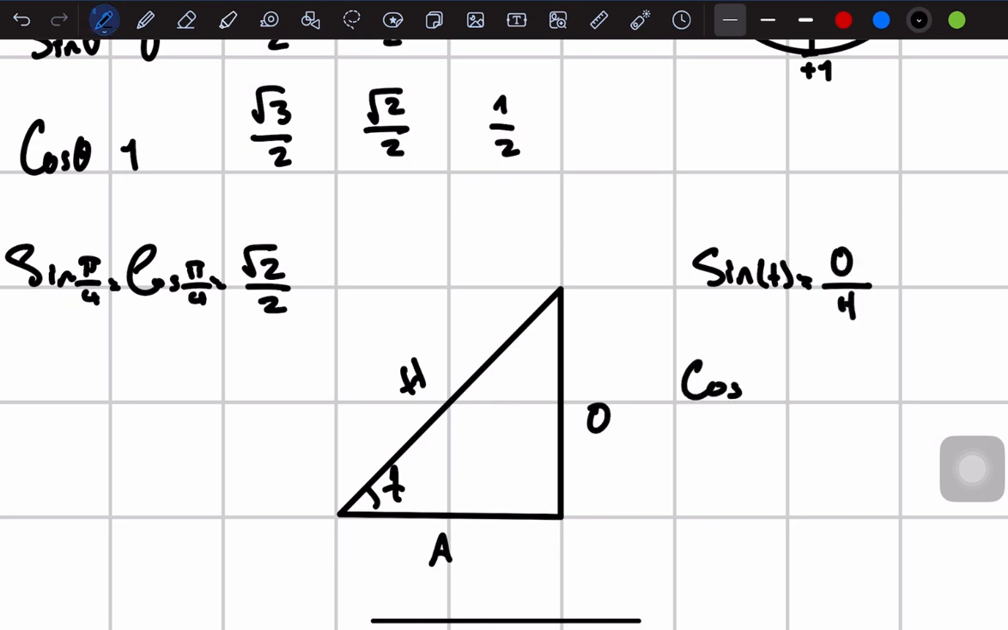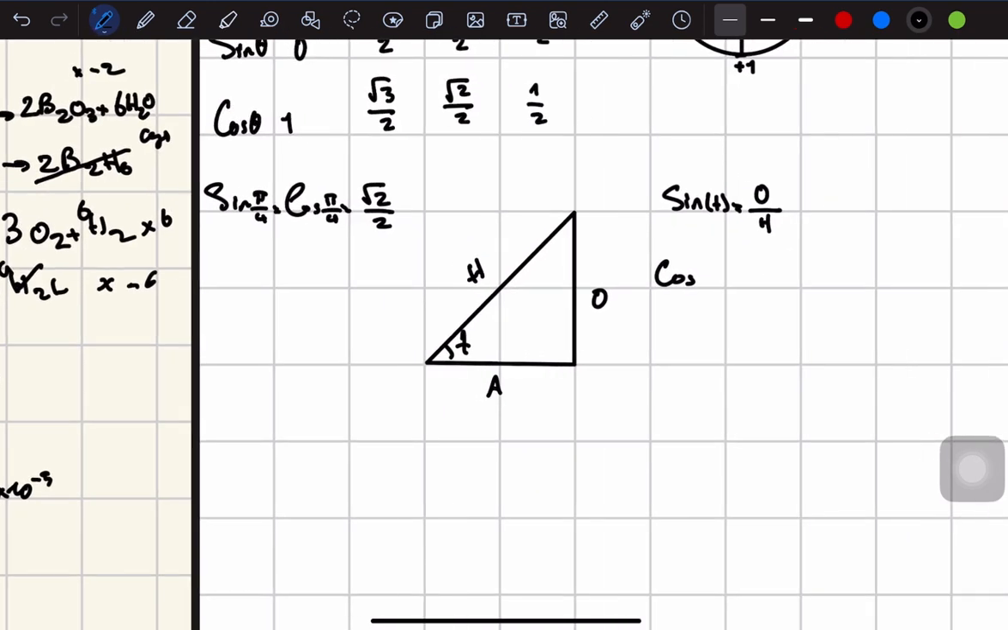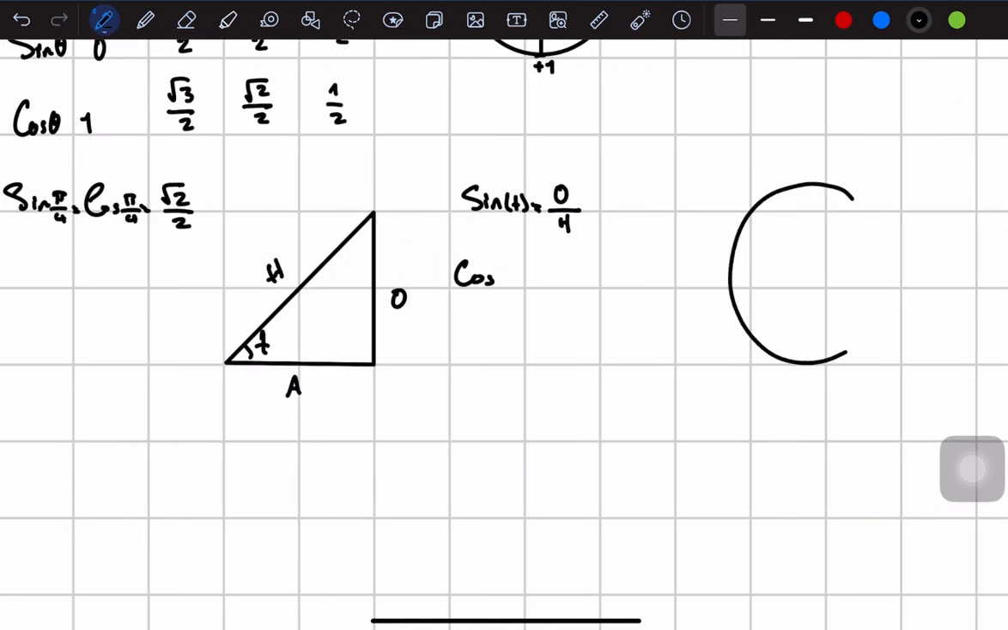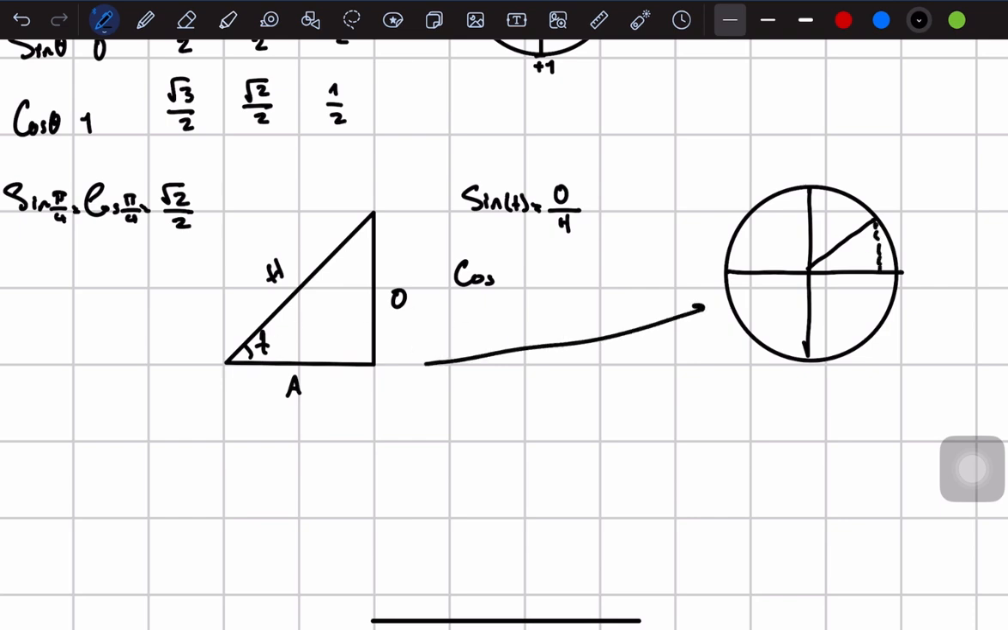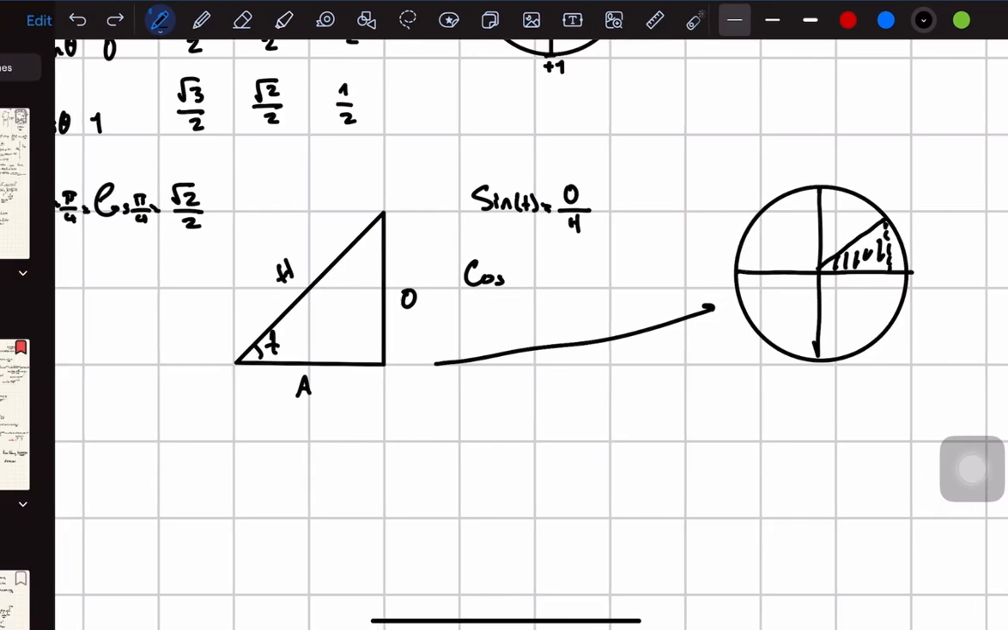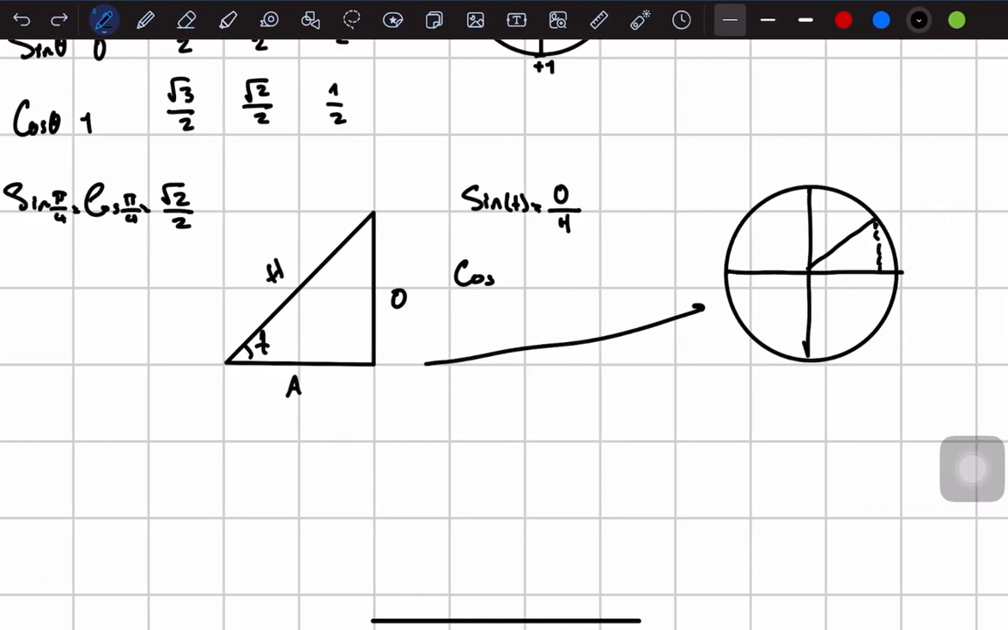Cosine, and you can just imagine it like this. Let's draw another circle here. Okay, so if you have a triangle exactly like this, right? This one is the x-axis, and this one is the y-axis. The y-axis is sine, and the x-axis is cosine. So this is what we're doing here.